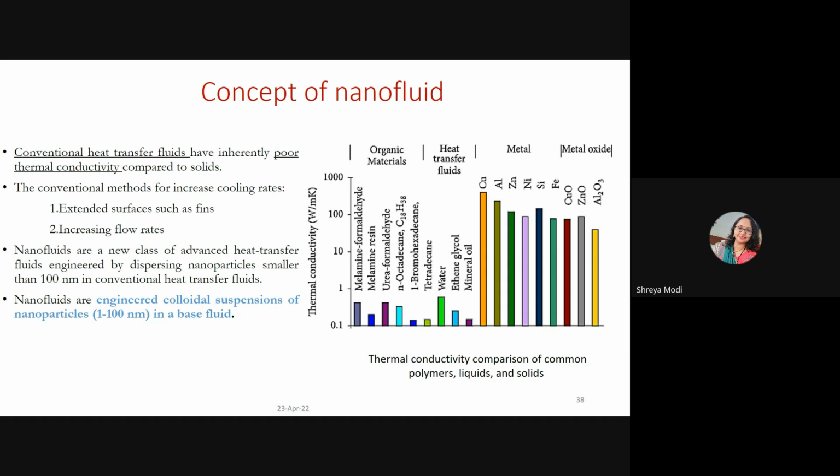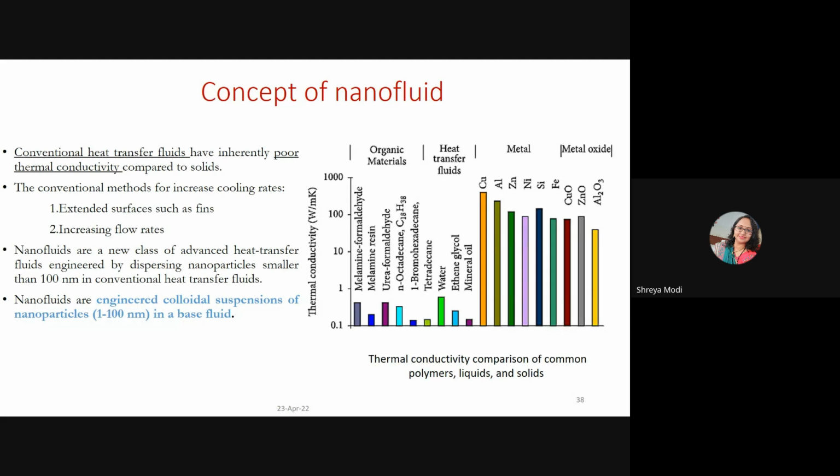So conventional methods previously for increasing cooling rates, कूलिंग करने के लिए या कूलिंग रेट्स को बढ़ाने के लिए, were extended surfaces such as fins. There were pin fins, circular fins, helical fins, a lot of fin designs. They basically increased the surface area to volume ratio of the external surfaces. The protrusion of external surfaces indirectly increased the area at the surface and thereby the heat transfer from the system to the surroundings, right? But the cost of fins was very high. We cannot afford it, and that is why an alternative technology is there.